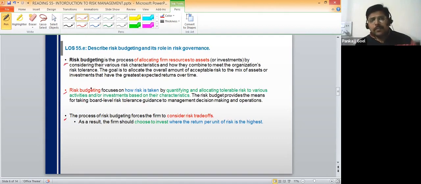So what happens? We allocate the risk to the different assets. As I said, for example, there are different departments. So overall risk is this. So accordingly, risk is allocated to different assets, to different processes. So that is called as risk budgeting.